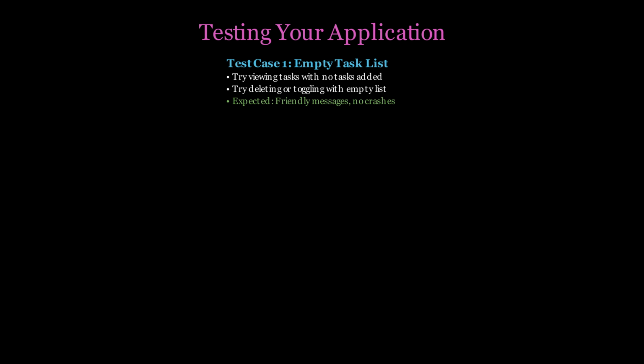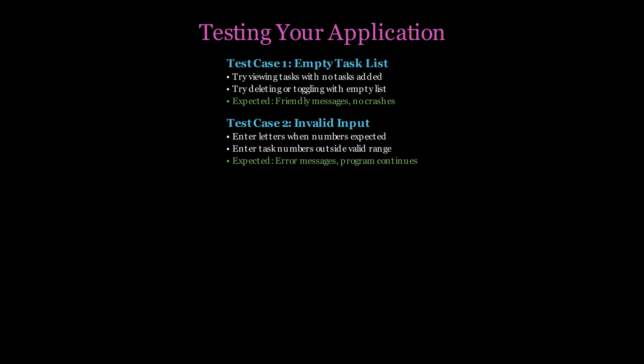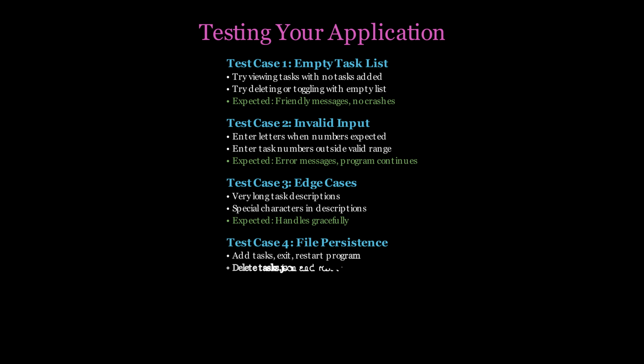Professional developers test their code thoroughly. Let's discuss how to test your task manager to ensure it works correctly in all situations. Test case 1. Empty task list. Try viewing, deleting, or toggling with no tasks. It should show friendly messages, not crash.